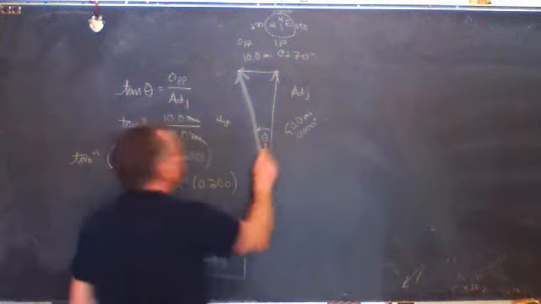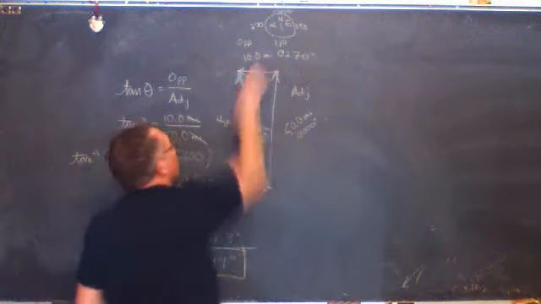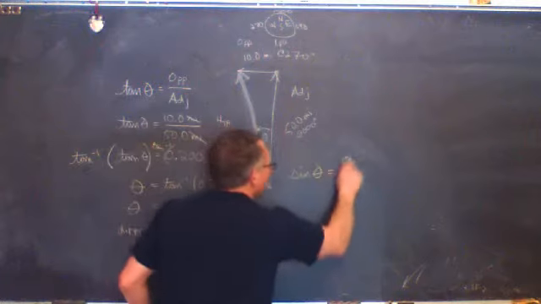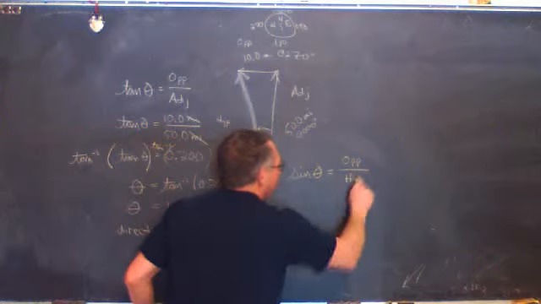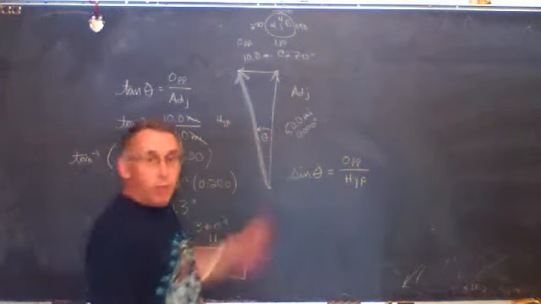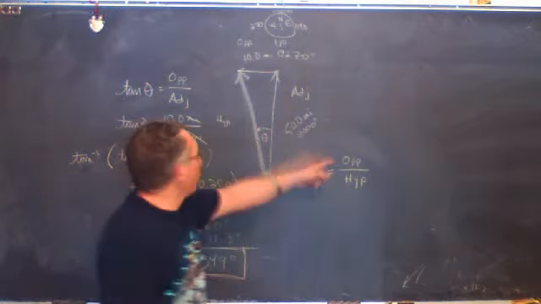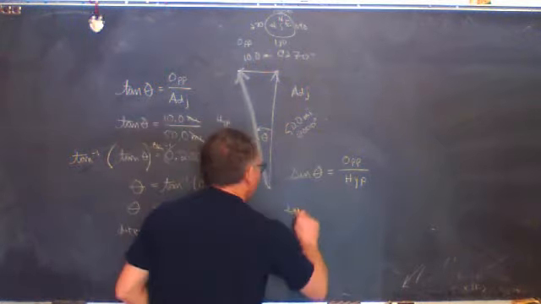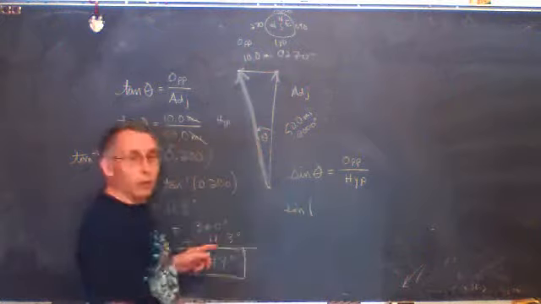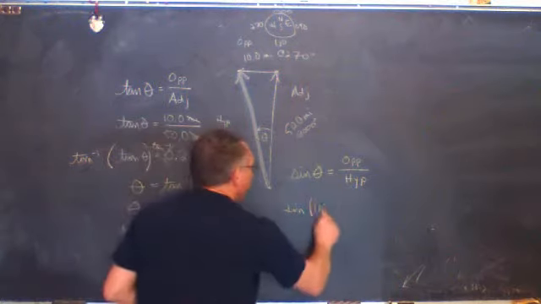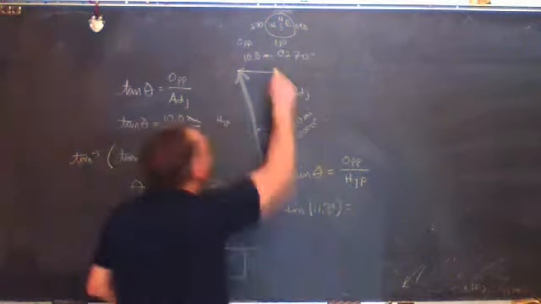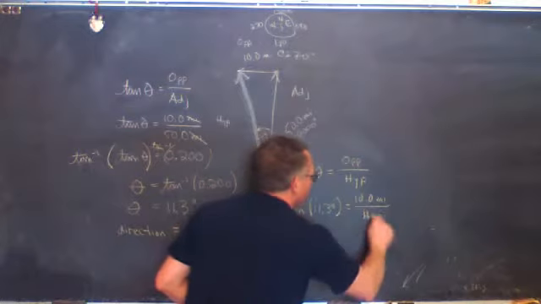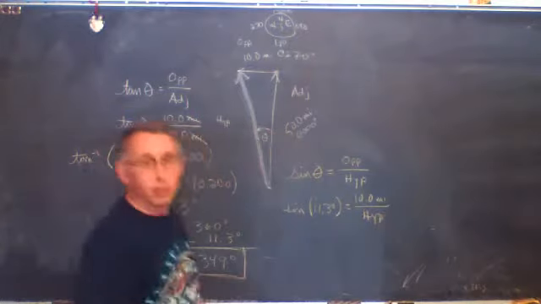So we know that the sine of theta is equal to the opposite over the hypotenuse. But we know what theta is now. And we know the opposite is 10.0 miles. So I'm going to fill those in. The sine of 11.3 degrees is equal to the opposite, which is 10.0 miles, divided by the hypotenuse, which is what I'm trying to figure out. That is the magnitude of the vector.